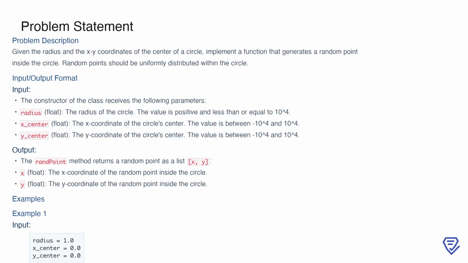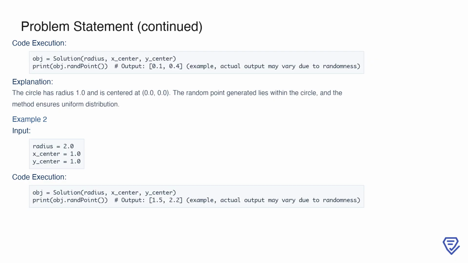The random point must satisfy the equation of a circle, which is x_center^2 plus y_center^2 equals radius^2. Ensuring that the points are uniformly distributed within the circle is a critical part of the problem. Now, let's look at the input and output format in more detail.